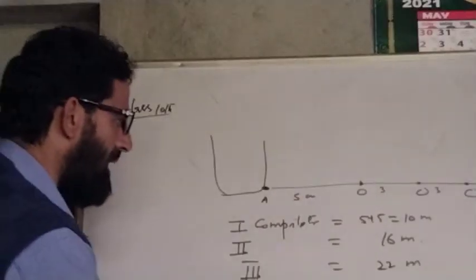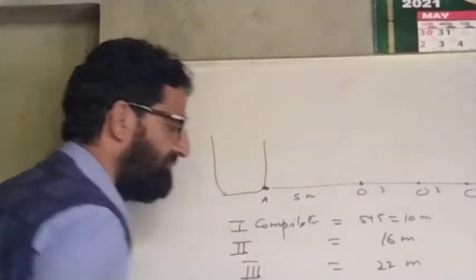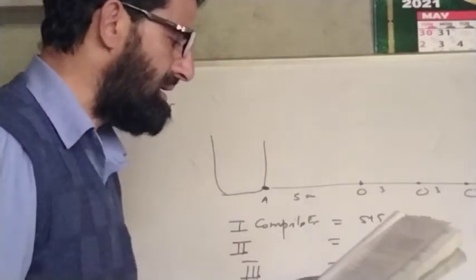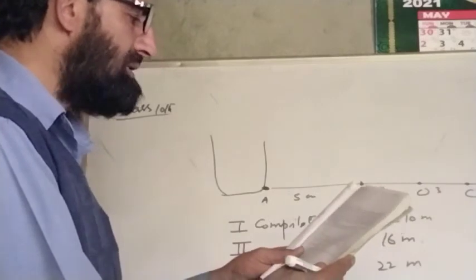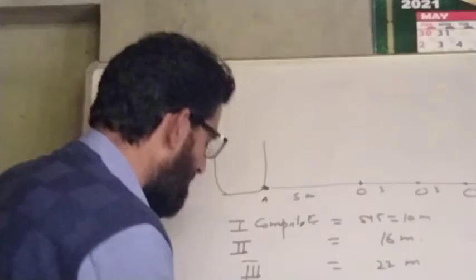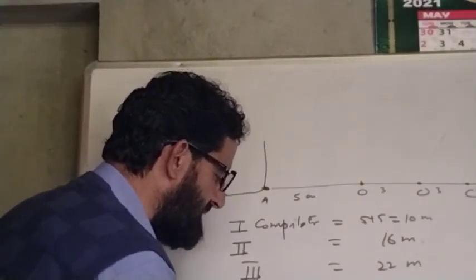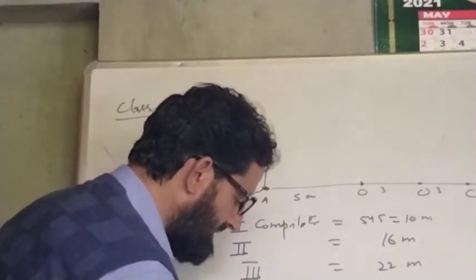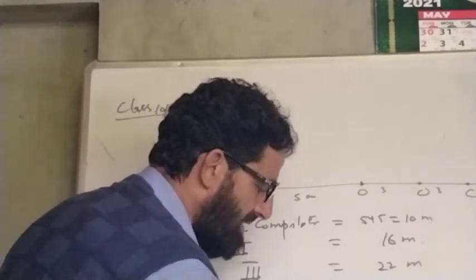So the AP formed here is 10 meters, 16, 22, and so on. And how many potatoes are there? There are 10 potatoes. So n is equal to 10. Here A is equal to 10. What is D? D is 16 minus 10, that is 6. And n is equal to 10. So Sn is equal to n by 2 into 2A plus n minus 1 into D.